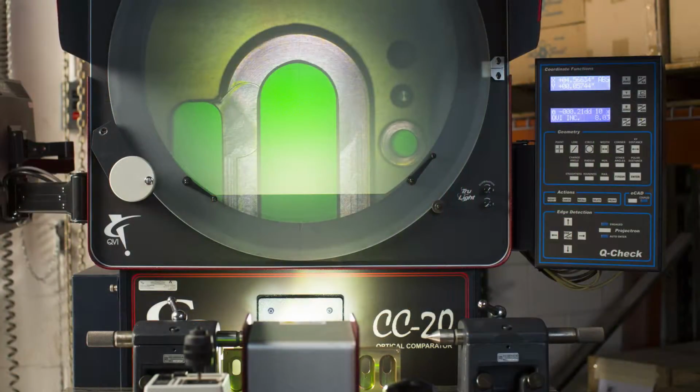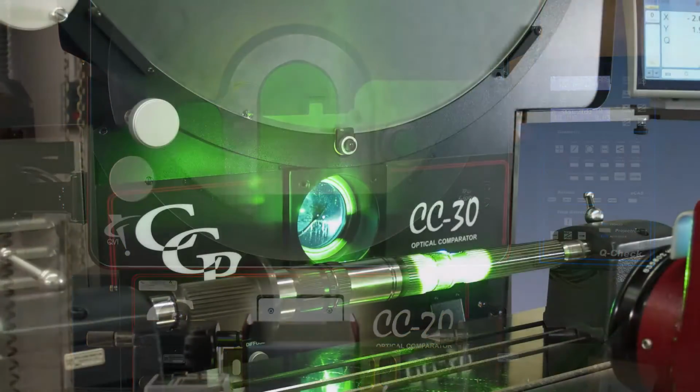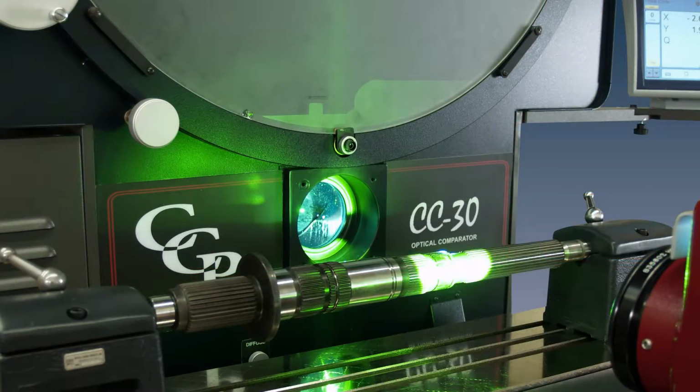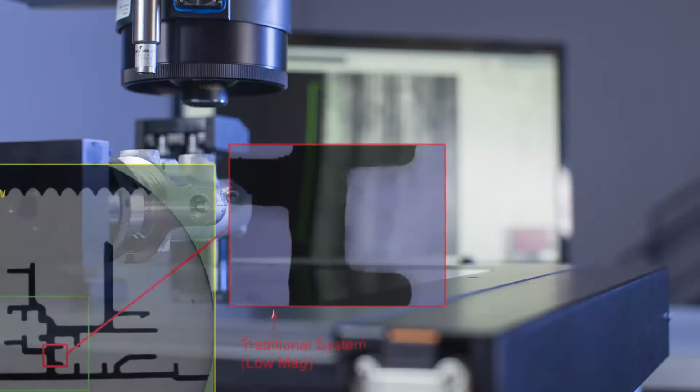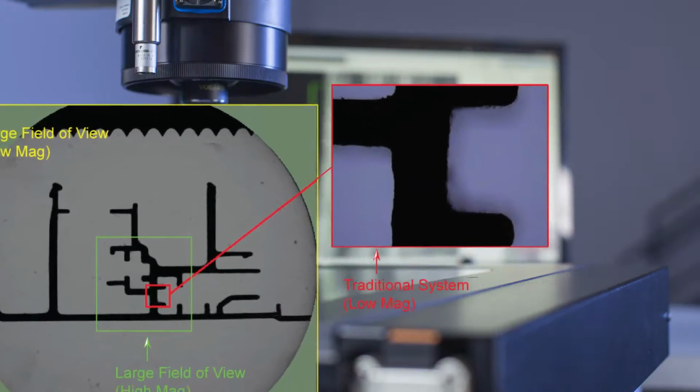They have a relatively small field of view. That is the area visible at any one time. On both traditional and large field of view systems, the size of the field of view is related to magnification, in that the higher the magnification, the smaller the field of view. However, large field of view systems can provide a field of view 14 times larger than a traditional system.